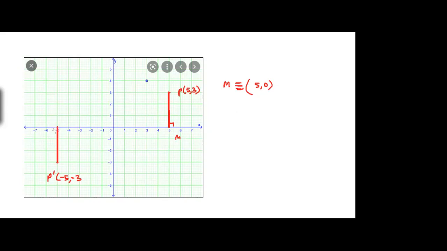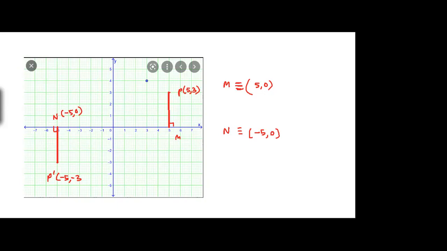This is perpendicular, isn't it? And this is point N. So what are the coordinates of N, guys? Now guess what are the coordinates of N? Coordinates of N will become minus 5 comma 0. I hope you understood that. Minus 5 comma 0, because it's on the x-axis, minus 5 will come and the y coordinate will be 0.